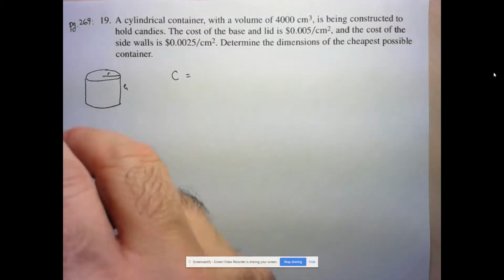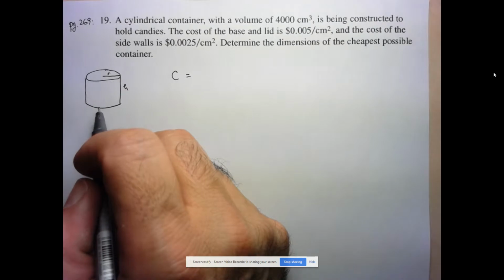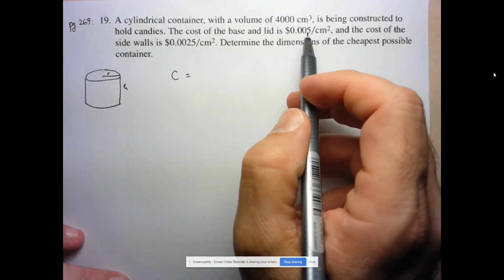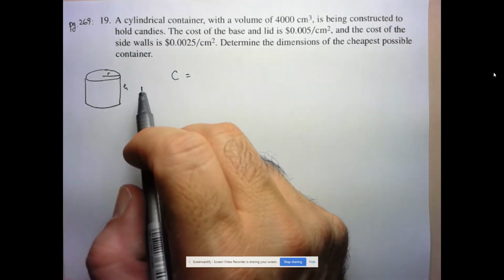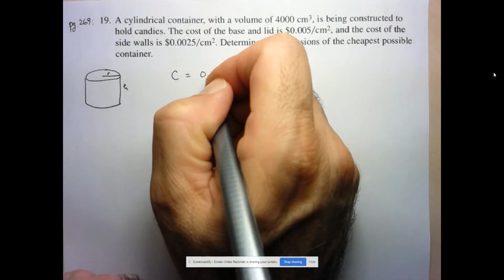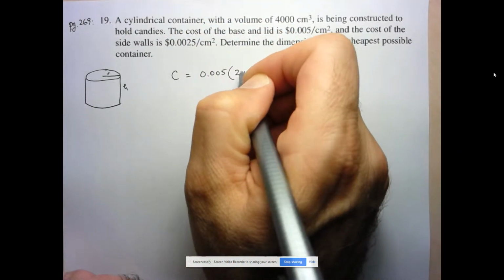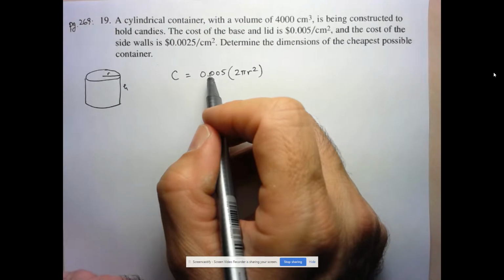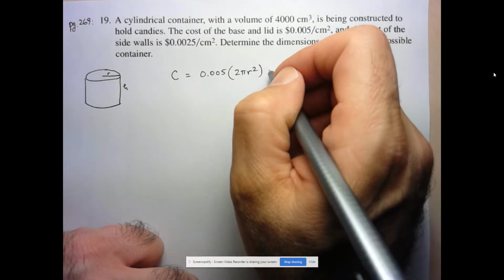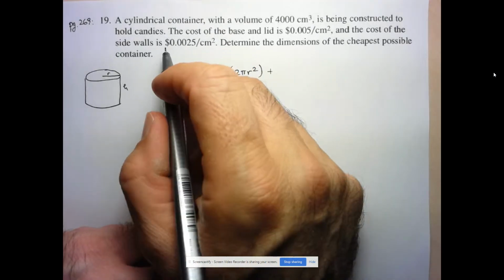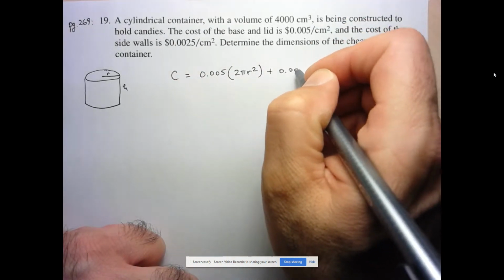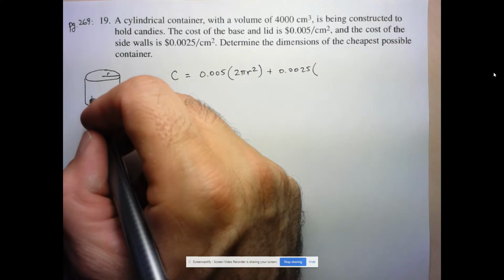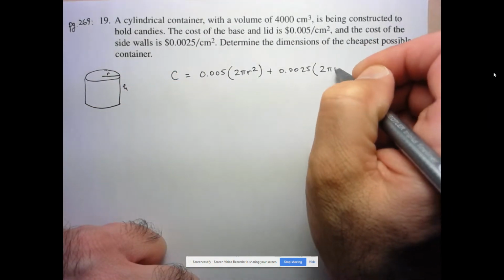So the first two things we're going to build are the top and the bottom. So 2 pi r squared gives us the area, and then the cost will just be 0.005 times the area of that total. Okay, so it's going to be 0.005 times 2 pi r squared. So the area of the base and the lid times the cost per centimeter squared for those components. All right, and then it's going to be adding to that the cost of the sidewall, which is 0.0025 dollars per centimeter squared times the area of this sidewall, which of course is given by 2 pi rh.